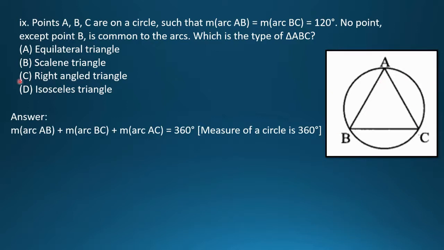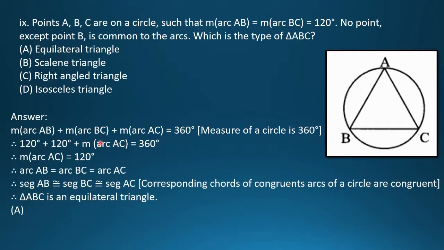Now, if you look at arc AB plus arc BC plus arc AC, they form the entire circle, and hence arc AB plus arc BC plus arc AC will be 360 degrees. That is the measure of the circle, 360 degrees. Now measure of arc AB and measure of arc BC are given as 120 degrees, so we'll substitute them. Measure of arc AC we will keep as it is because we have to find it, equal to 360 degrees.